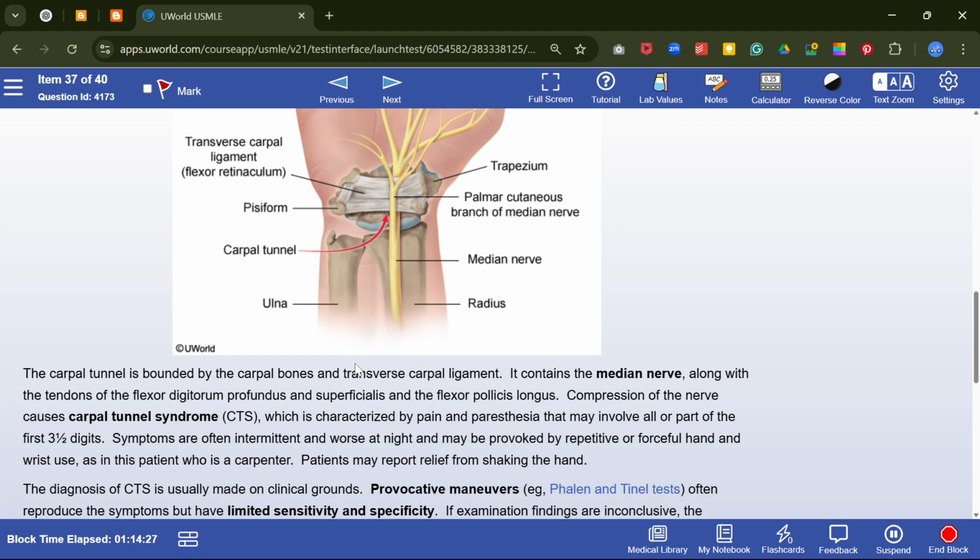Compression of the nerve causes carpal tunnel syndrome, which is characterized by pain and paresthesia that may involve all or part of the 3.5 digits. Symptoms are often intermittent and worse at night and may be provoked by repetitive or forceful hand and wrist use, as in this patient who is a carpenter, and the patient may report relief from shaking the hand.